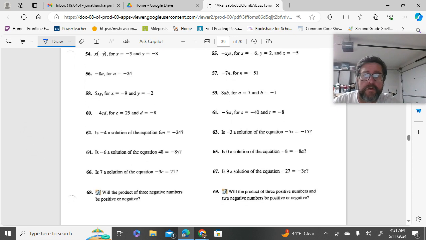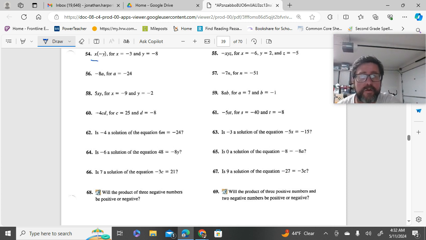All right. Pause it and go on. x equals negative y for x equals negative 3 and y equals negative 8. So that won't just be a negative 8. That'll be a positive 8 because the y is negative, but the y is worth a negative, so it would change it to a positive. So it'd be negative 3.